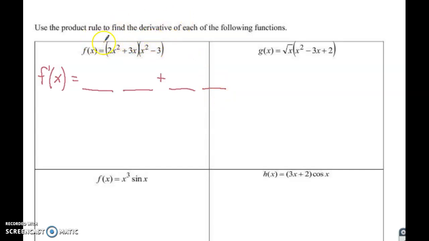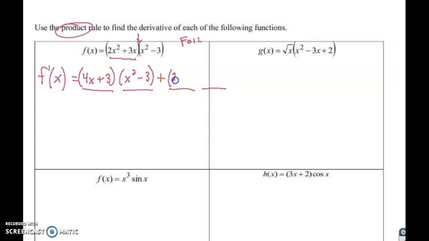Could you FOIL this out? This is a problem that you could FOIL out and then do the power rule. But we want you to practice the product rule. So the derivative of the first function, again, notice where the product is. The product is in between those two. So the derivative of the first function would be 4x plus 3. Leave x squared minus 3 alone.